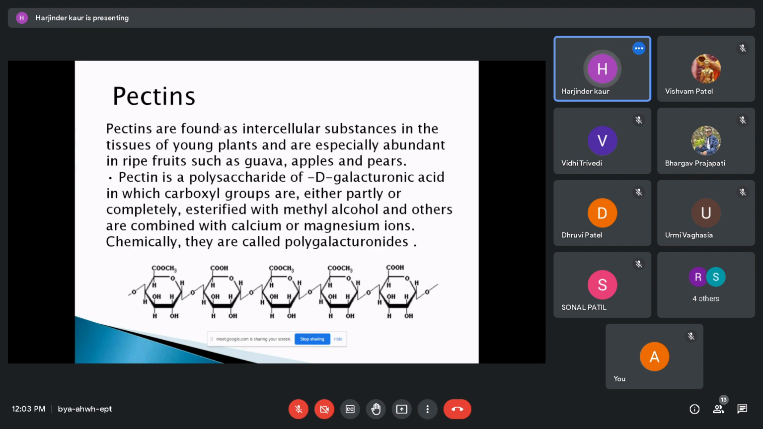Pectin is also a polysaccharide, but it contains galacturonic acid. Now D-galacturonic acid, in which carboxylic groups are either partly or completely esterified with methyl alcohol and others. So now you see the difference between this. The only difference is at carbon 6. Instead of CH2OH at carbon 6, what is there? COOH. And this COOH is what makes the molecules connect even more densely with each other, and they almost solidify, and they are called pectins. Not all the COOH are free though. Some of the COOH have COOCH3.